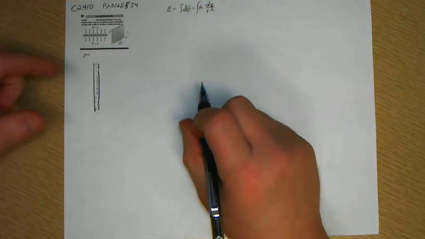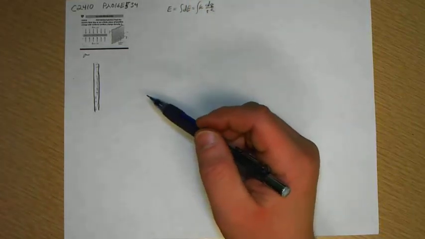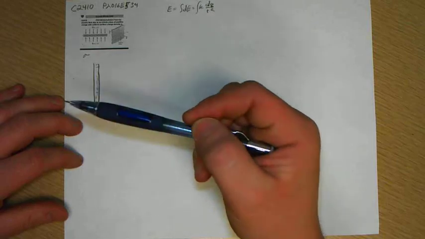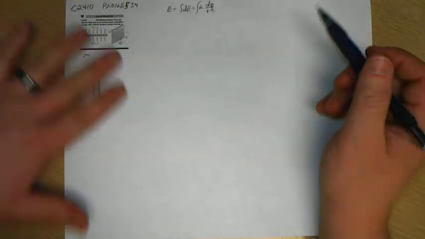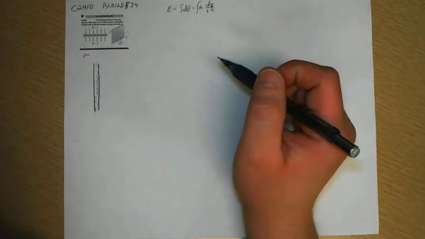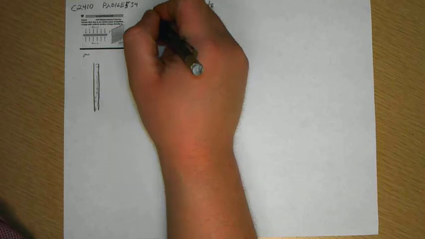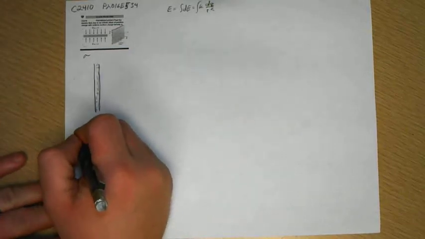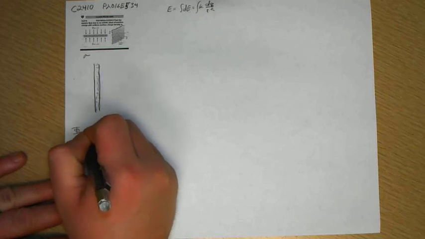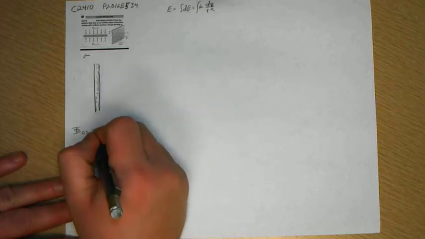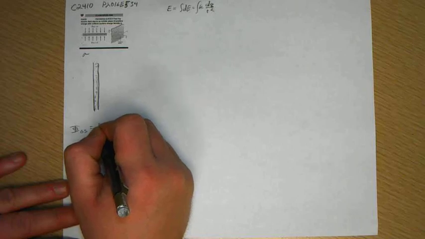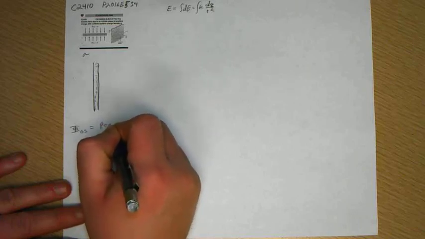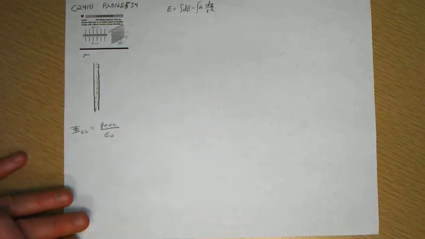We could do that, but again, we're talking about a complicated thing where we have to integrate up and down and into and out of the page. So it'd be an iterated integral, a two-dimensional integral. Let's just use Gauss's law. So Gauss's law says that the flux through a Gaussian surface is equal to charge enclosed over epsilon naught.